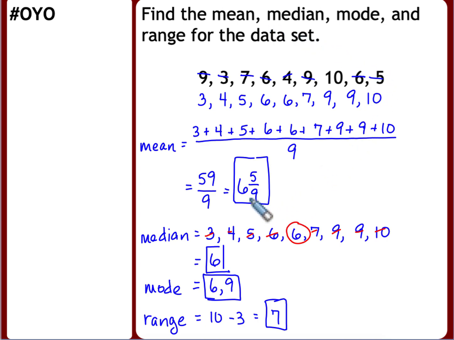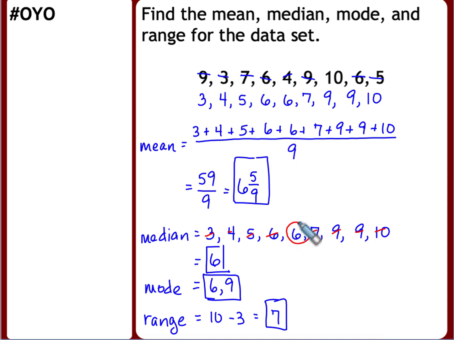Alright, for the mean, you should have gotten 6 and 5/9, or if you just plugged it in a calculator, 6.5. The median is 6. We do have 2 modes, so it's bimodal, 6 and 9. Both happen twice. And then the range, the spread of the data, is 7. Alright, so let's look at a different example. So the first example and the first on your own, we had an odd number of data values.